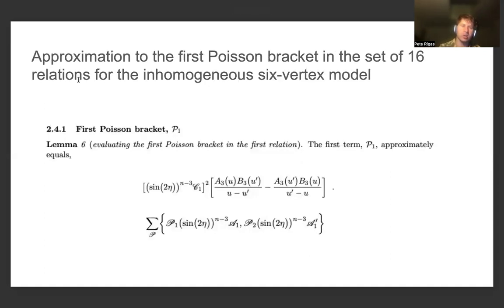And like we mentioned in the 2-dimensional case, the approximation of the first Poisson bracket in the set of the 16 relations for the homogeneous 6-vertex model takes the simplest form, because we have a prefactor, which is a sine of 2a term raised to a positive power, which is squared, as well as multiplying this prefactor for the sine of 2a term by two terms of u minus u prime, as well as u prime minus u.